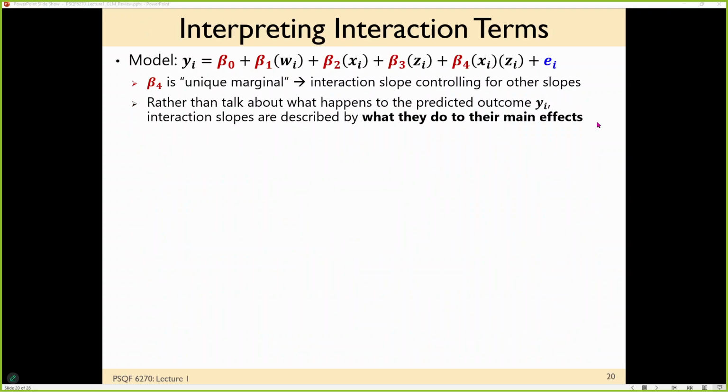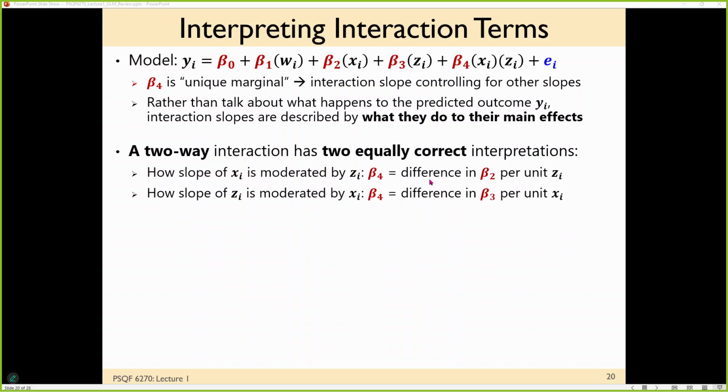Anywho, so interaction terms. Rather than talk about what the interaction does to y, the way that we talk about it is what it does to the other slopes for its constituent predictors. That's the switch. So I can think about what beta 4 does in 2 different but equally correct ways. I can think about how the interaction term changes the effective x as a function of what z is, or I can think about it as how it changes the effective z as a function of what x is. They're both right.